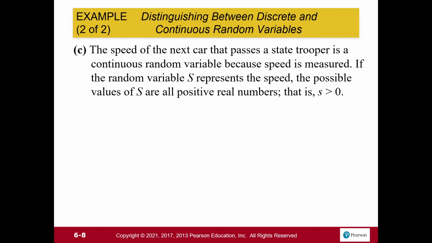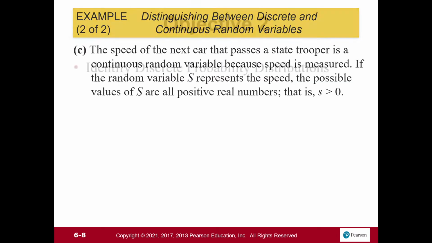The speed of the next car that passes a state trooper is a continuous random variable because speed is measured. If the random variable S represents the speed, the possible values of S are all positive real numbers. So it's some S greater than 0. Notice how they said that the speed is measured instead of counted. That is a huge distinction between discrete and continuous, all right, whether or not we're counting or we're measuring.